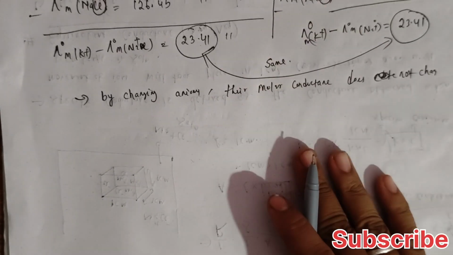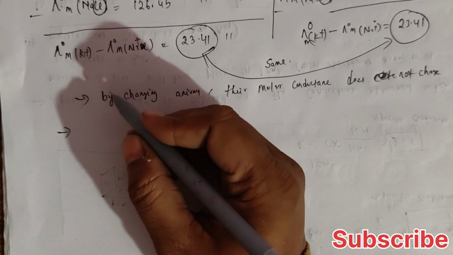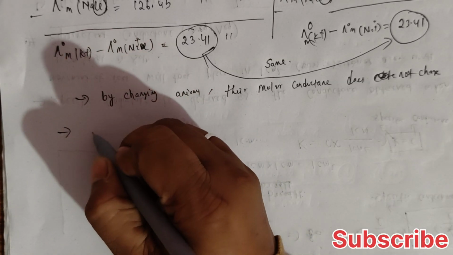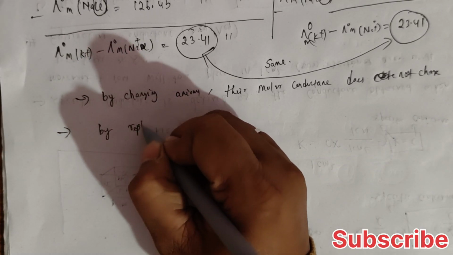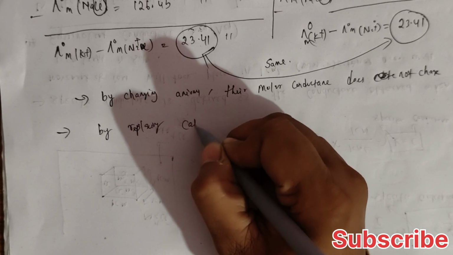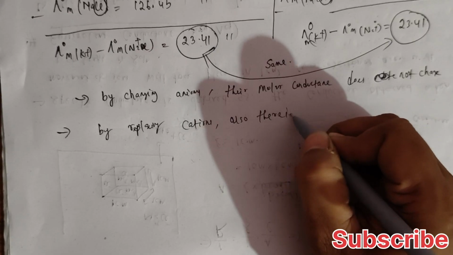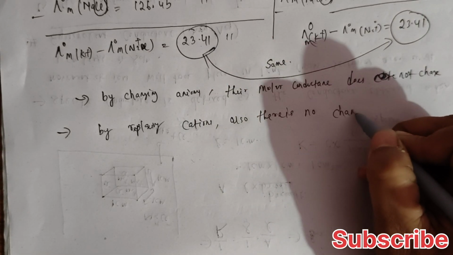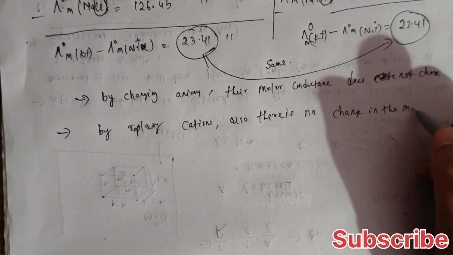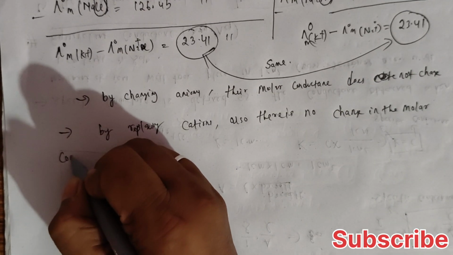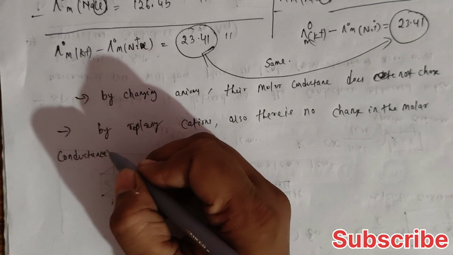So let's go forward. That means if I change the cations, by replacing the cations with another ion, there is also no change in the molar conductance. Clear? Yes or no? Very simple.